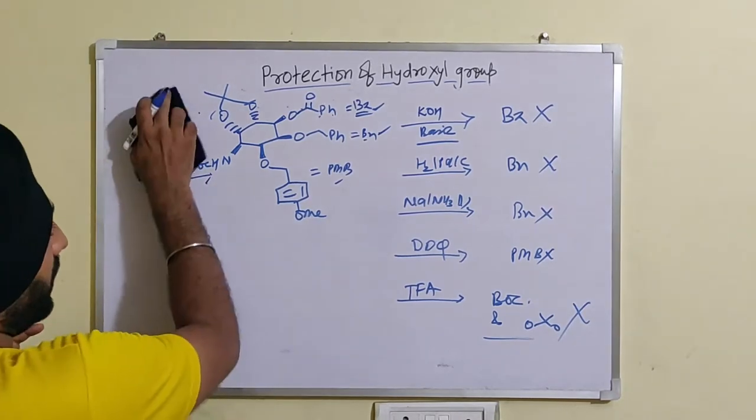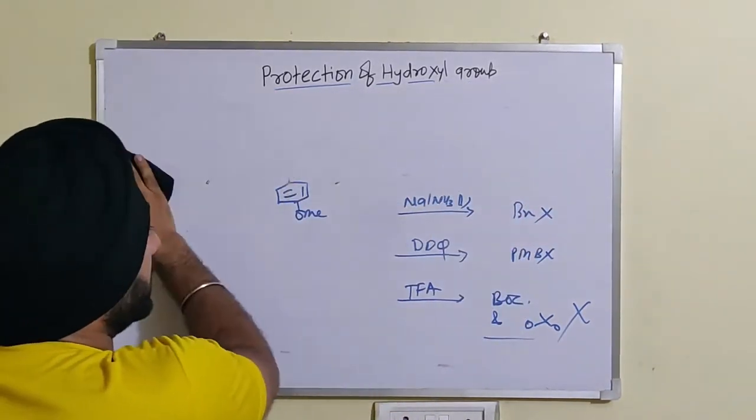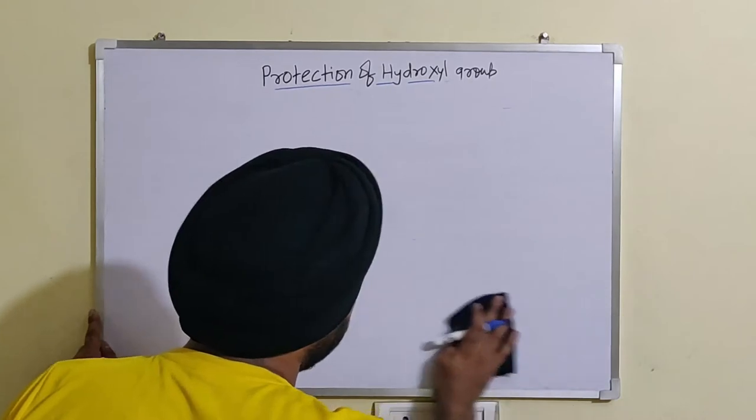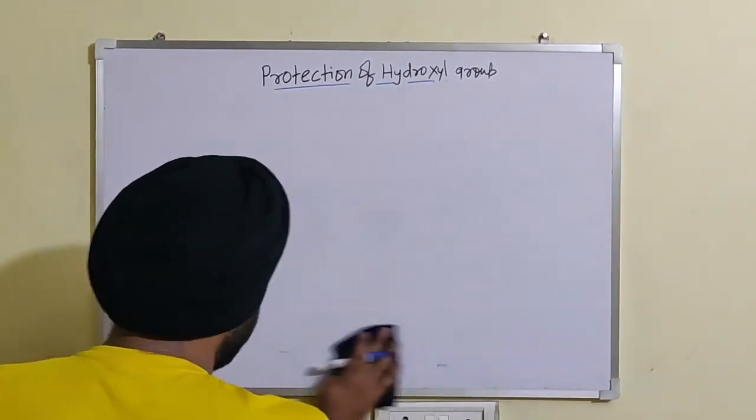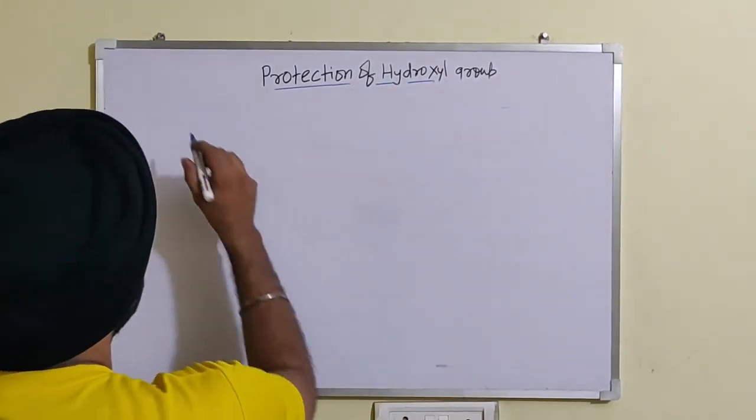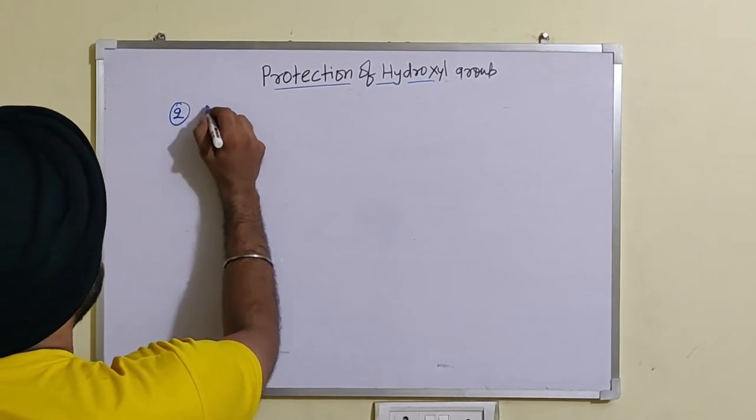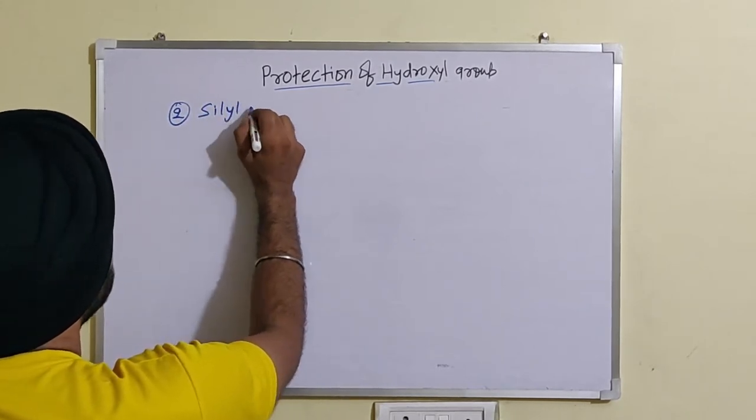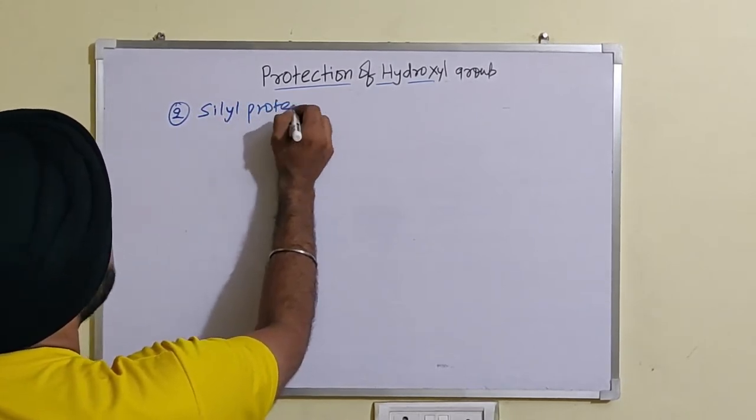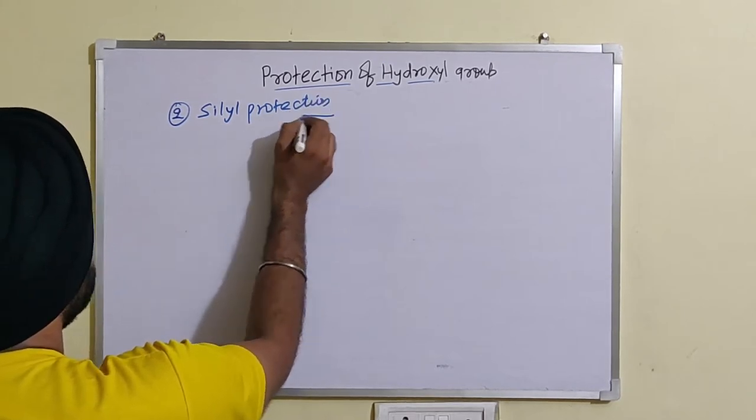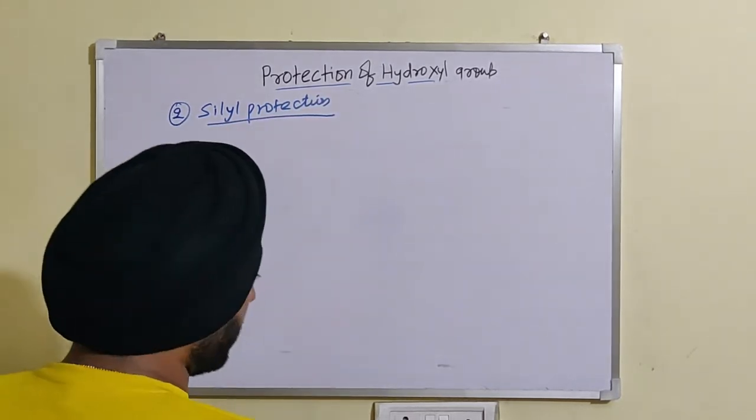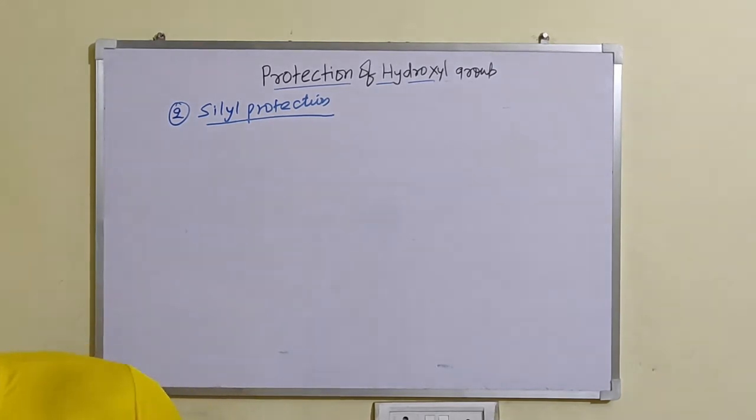Now let us just talk about the silyl protection, which is probably one of the most important protecting groups for the hydroxyl group. Silyl protection. Second is silyl protection. Okay, so in order to form the silyl protection, what do we use?